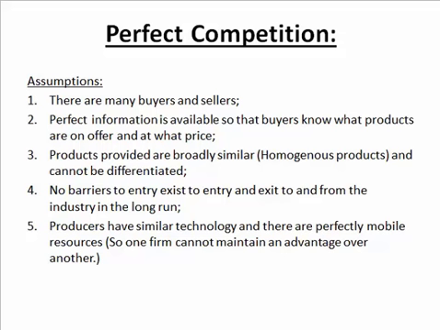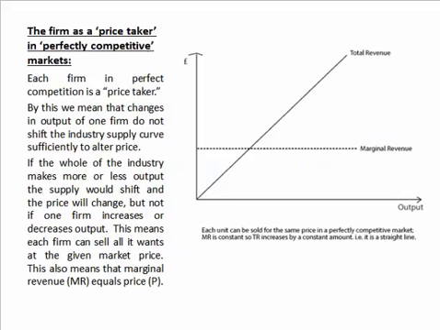The assumptions of a perfectly competitive market are that there are many buyers and sellers. Perfect information is available so that buyers know what products are on offer and at what price. Products provided are broadly similar, homogeneous products, and cannot be differentiated. No barriers to entry or exit exist from the industry in the long run. Producers have similar technology and perfectly mobile resources, so one firm cannot maintain an advantage over another.